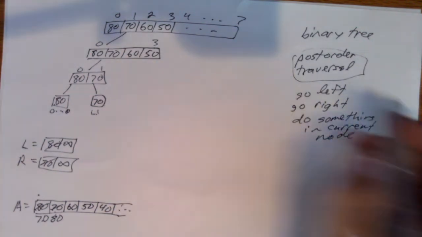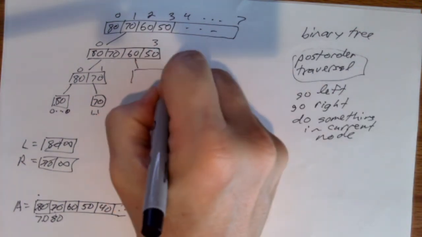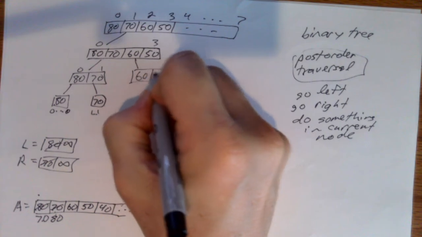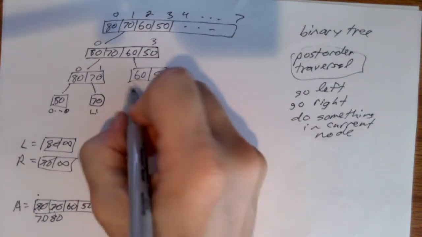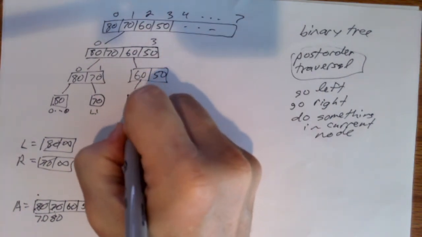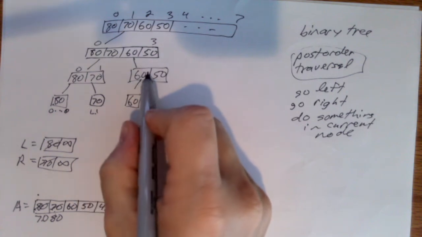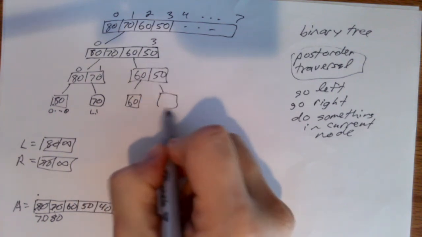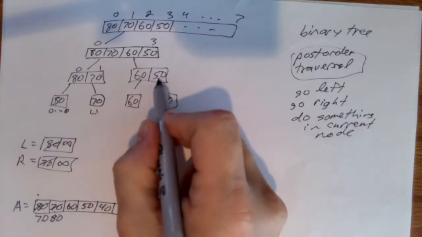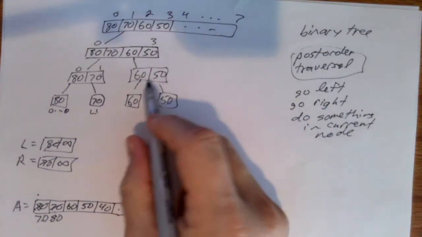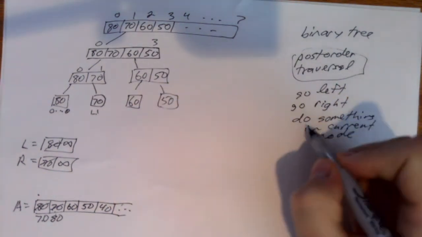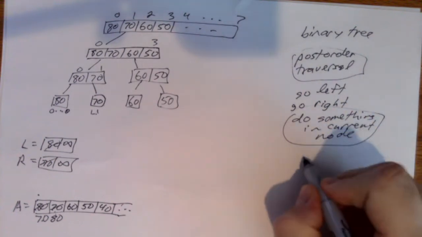So now we were here, we need to back up to here, and we need to go right again. So we have 60 and 50. We go left. This is 60. We bottom out. We come back up. We go right. We bottom out. We come back up. We're ready to merge. That's our do something. So our do something, in this case, is calling merge.